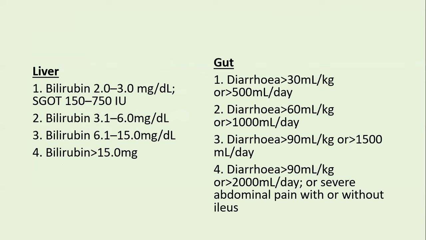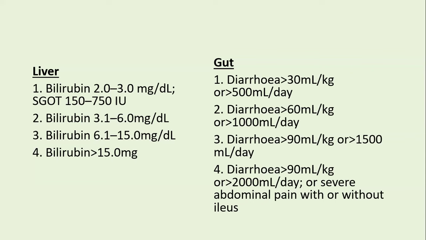Liver manifestations are also staged. Stage 1 has a bilirubin of 2 to 3 milligram per deciliter and SGOT 150 to 750 international units. Then stage 2 is 3 to 6 milligram per deciliter. Stage 3 is 6.1 to 15 milligram per deciliter, and stage 4 is more than 15 milligram per deciliter.